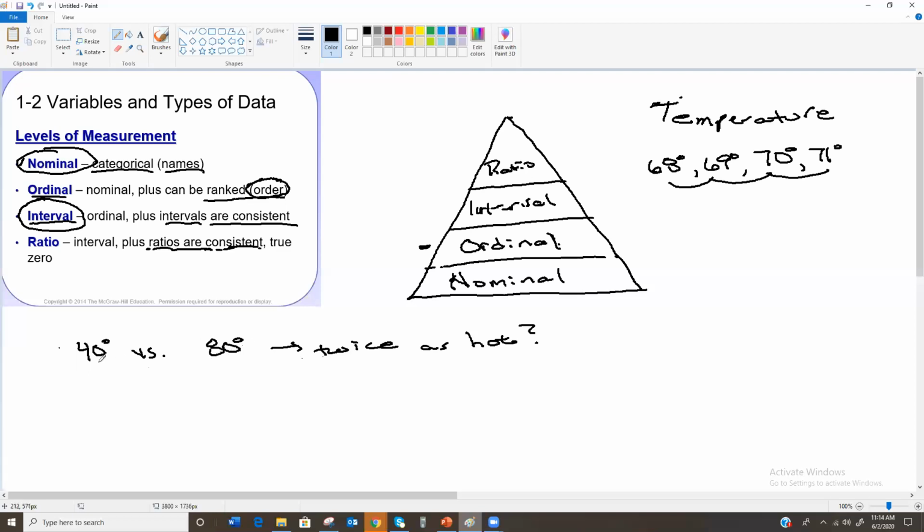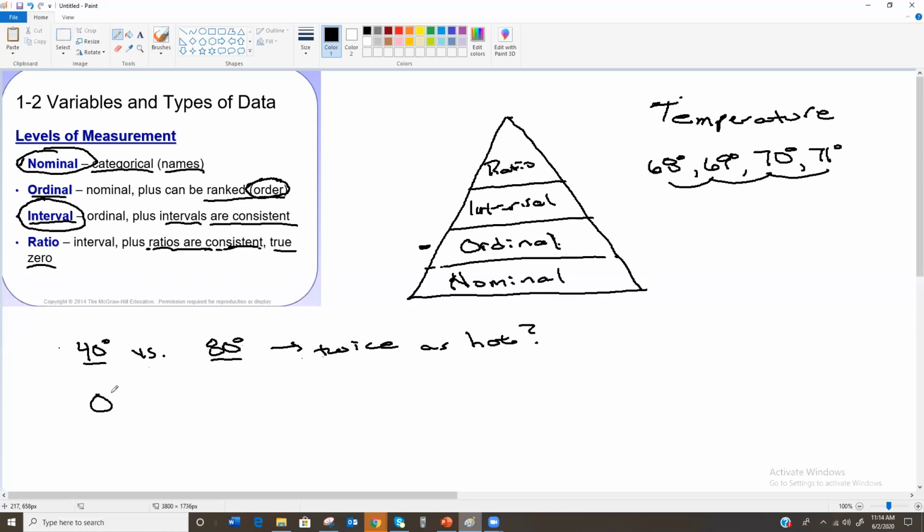So temperature is very relative. Even though it has specific numbers that we give it, it's very relative. The ratios aren't consistent. You wouldn't say, again, that 80 degrees is twice as hot as 40 degrees. Another problem with temperature is, in order to be ratio, you have to have what's called a true 0.